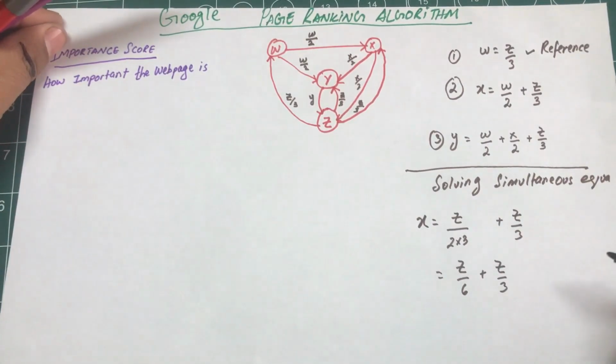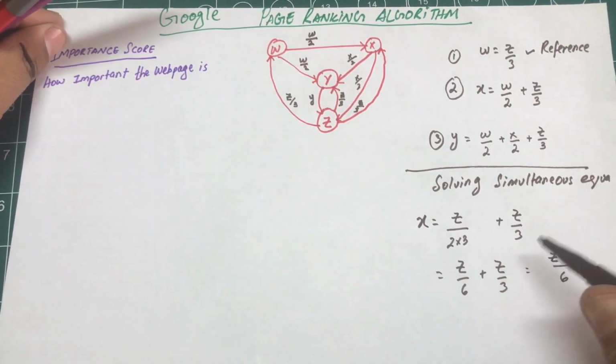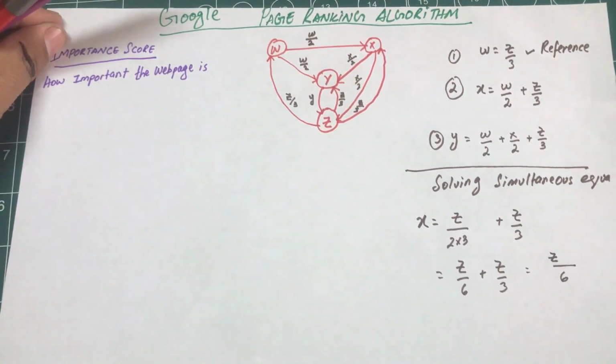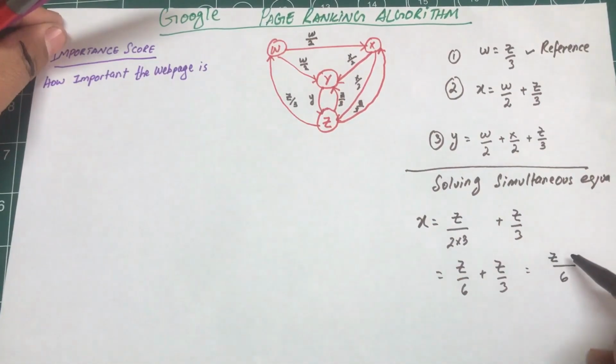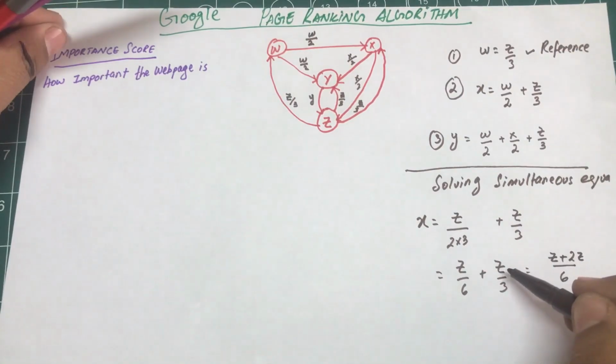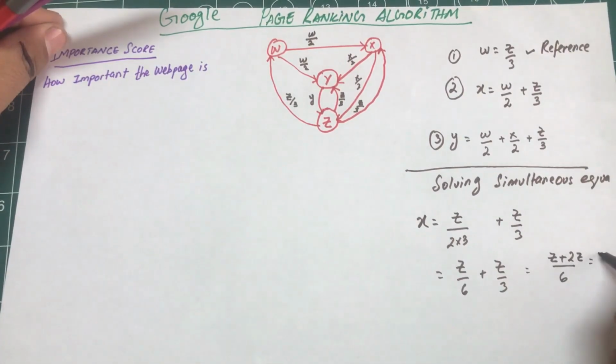All right. So the common denominator for this is going to be 6. So this is going to be Z. So we're going to take a common denominator here. So this is going to be Z. And this is going to be plus 2Z. So 3 times 2 is 6. That's why I multiply the top with 2. So I get 3Z over 6, which is Z over 2.